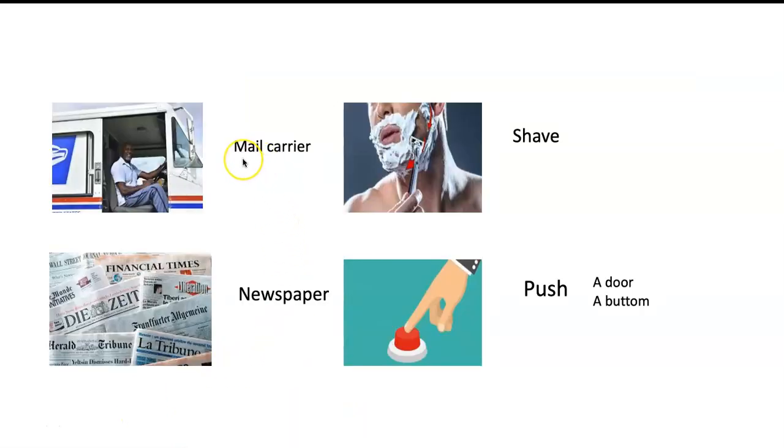Okay, I have mail carrier. A mail carrier is the person who works for the post office. We have a lot of them here in California. So this is a mail carrier. Then we have shave, this is the action. Then we have newspaper. This is newspapers. And we have push. Push is the action. For example, push a door, push a button. Push, empujar, presionar.